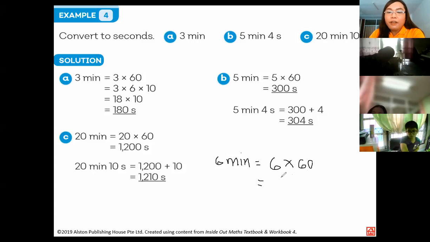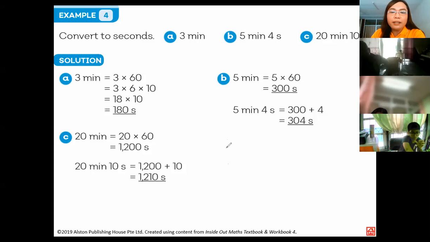360. Very good. So the answer is 360 seconds. Don't forget, letter S stands for seconds. Okay. What about this one?